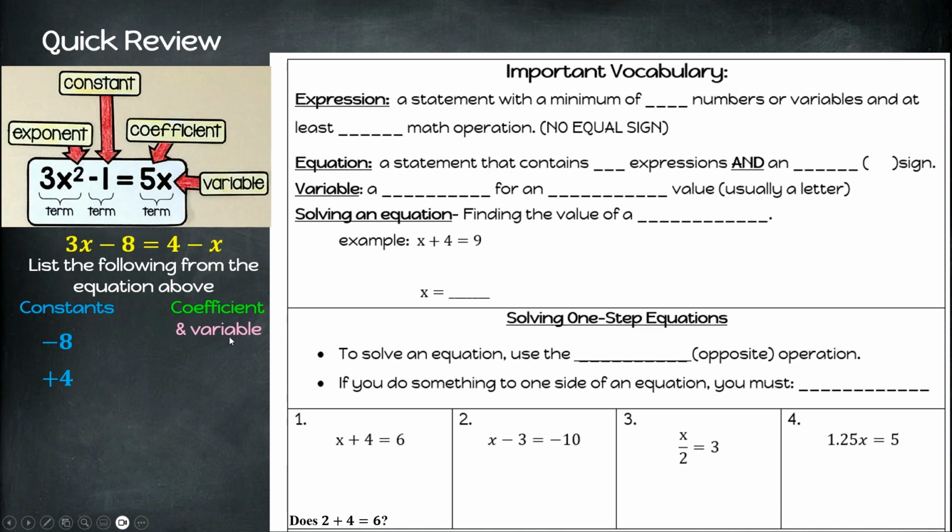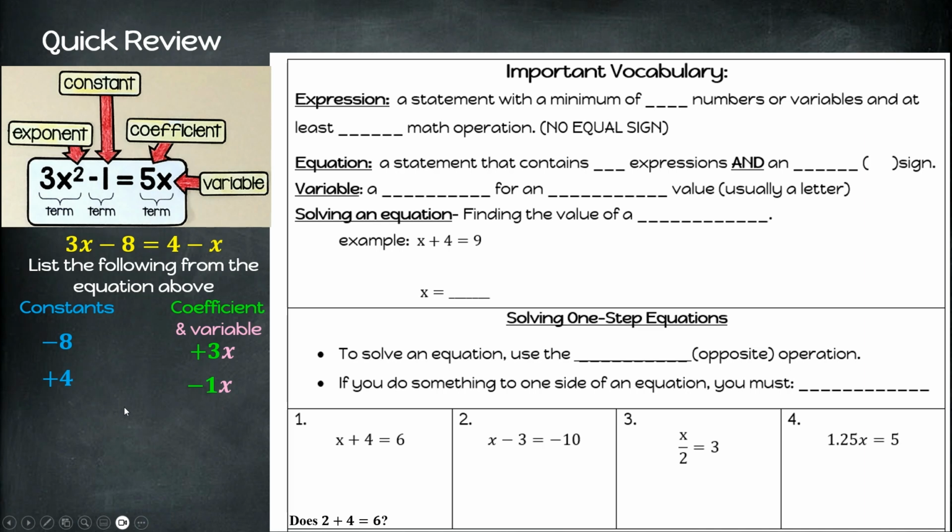Then our coefficients and variables. We first have our 3x, which is a positive 3x because there is no sign in front of it, so that's an implied positive. And then we have our negative x, which is really a negative 1x. Some of you may read this as 4 subtract x or 4 minus x. Really, it's a negative 1 that is being multiplied to the x.